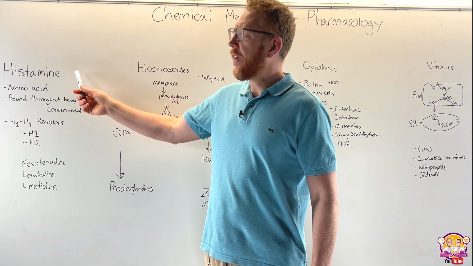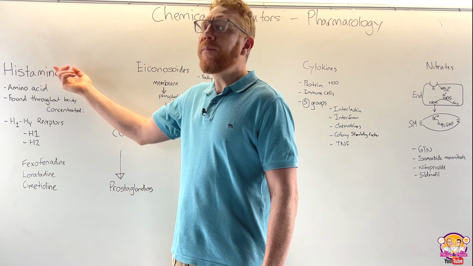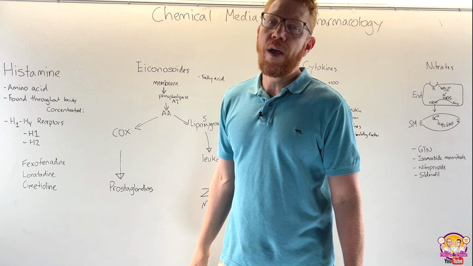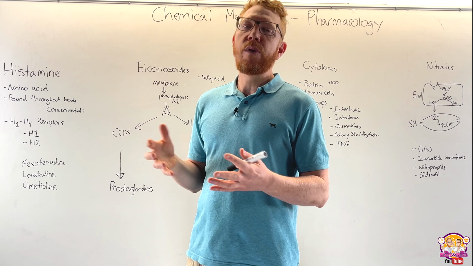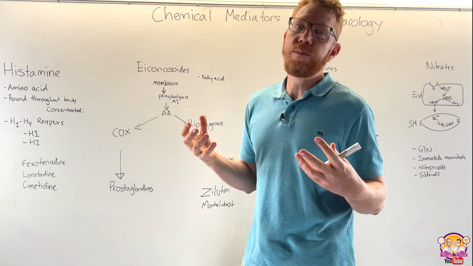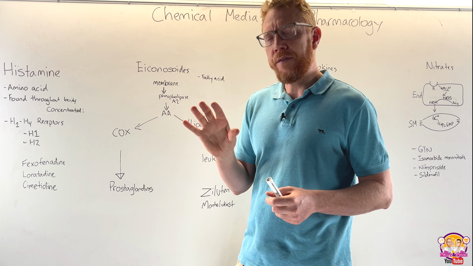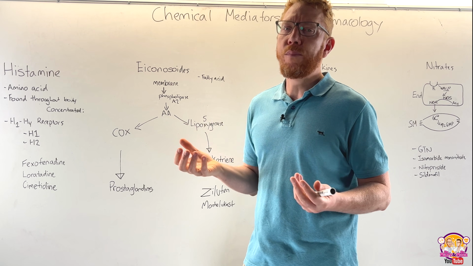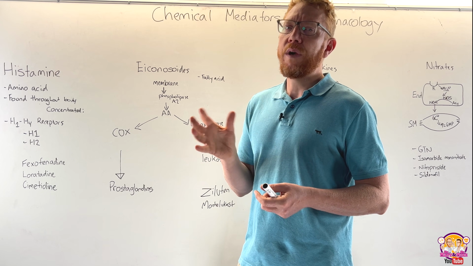So let's start over here with histamine. Histamine as a chemical mediator is an amine, derived from the amino acid histidine. Now, it can be found everywhere in the body. So there's no real region in the body where you won't find histamine, but it is concentrated in a few areas. And these areas are the importance of today, what we're going to focus on, because this is where the conditions come about that we need to look at.